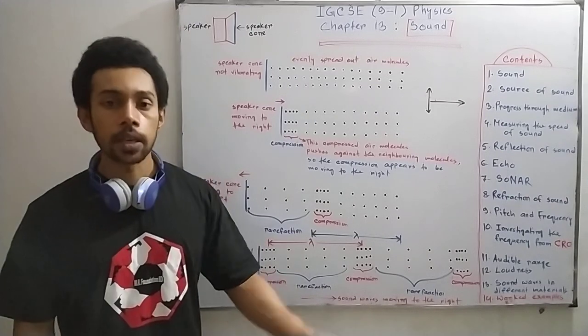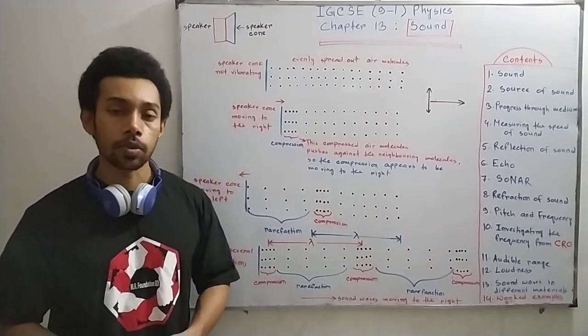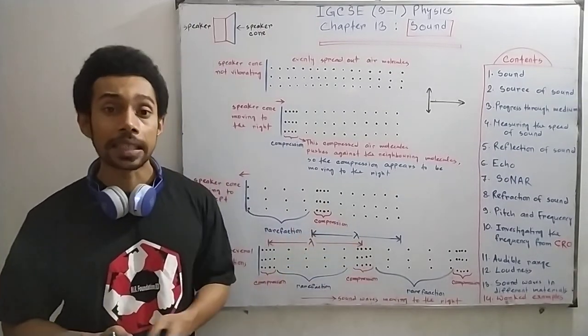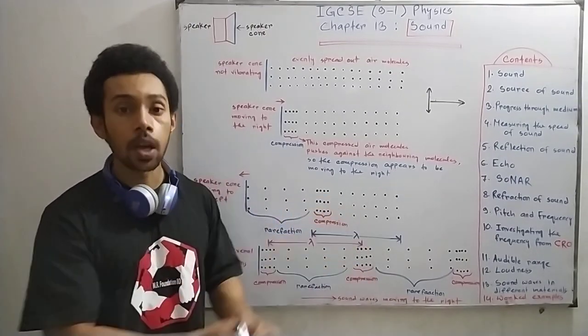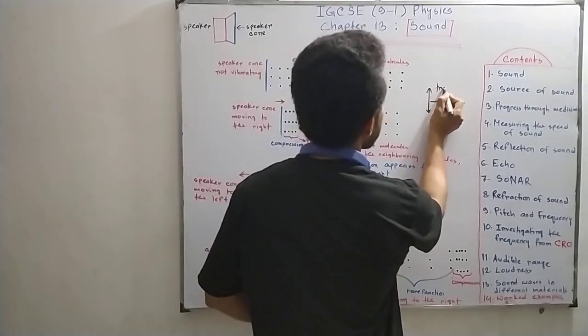Or you can also write: a transverse wave vibrates at right angles to the direction of propagation, or a transverse wave vibrates at right angles to the direction in which energy is moving or the wave is traveling. And this is transverse waves.